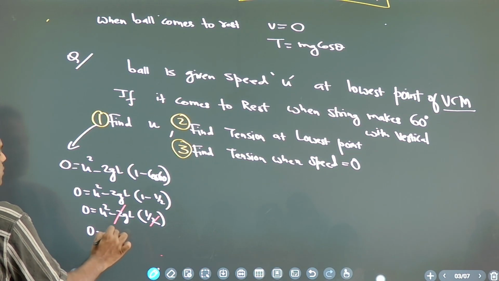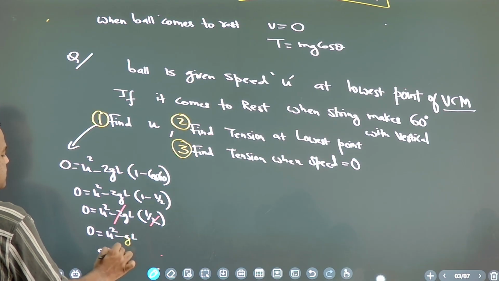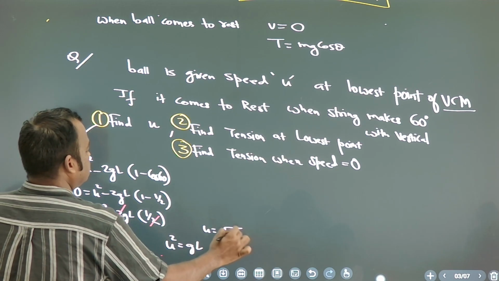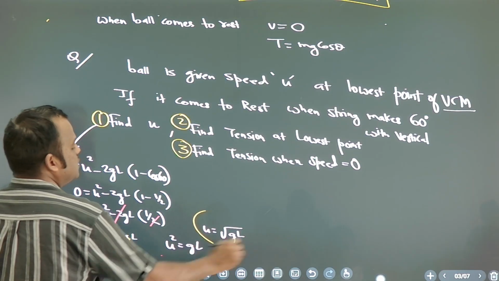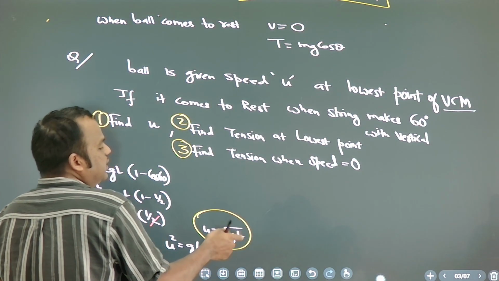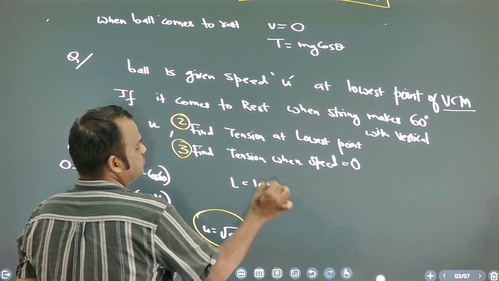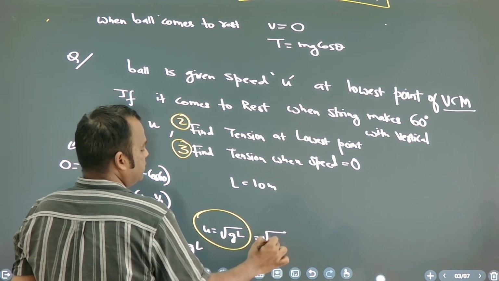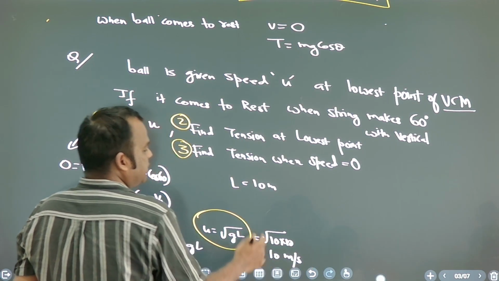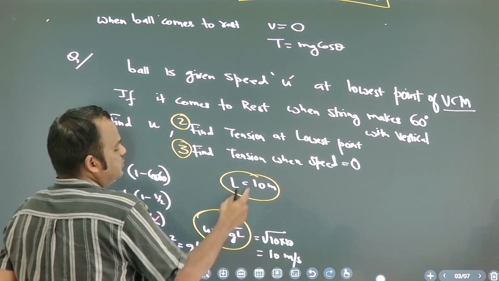0 is equal to u square minus gl. So gl is equal to u square. So u square is gl. So what is u? Square root of gl. This is the answer. So it depends on L. Suppose I give L is equal to 10 meter, then you can put it here, 10 into 10. So the answer will be 10 meter per second. If L is given, you can put it. Okay, fine.